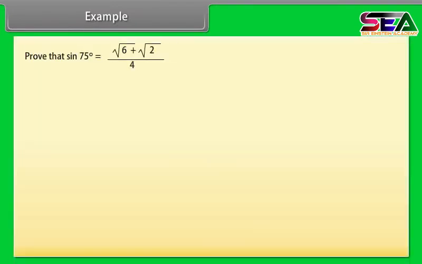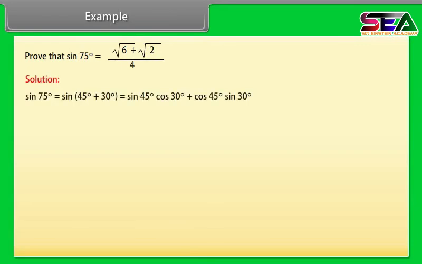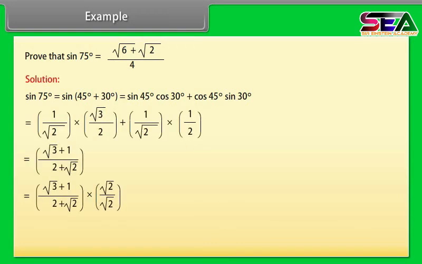Example. Prove that sine of 75 degrees is equal to (√6 + √2)/4. Solution. Sine of 75 degrees is equal to sine of (45 degrees plus 30 degrees), that is, sin 45 degrees into cos 30 degrees plus cos 45 degrees into sin 30 degrees. By solving it, we get (√6 + √2)/4.